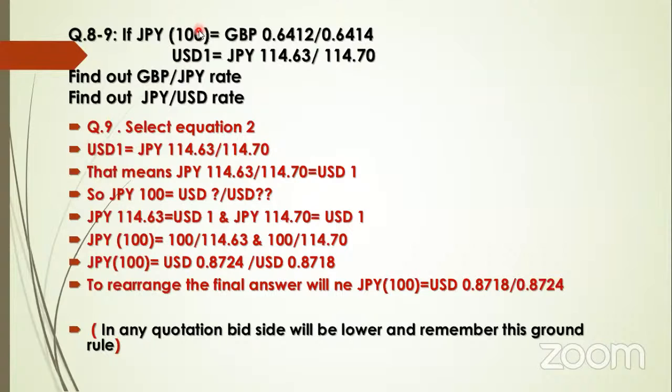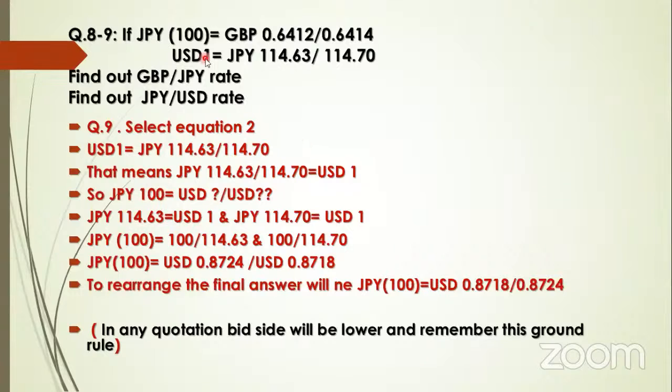Don't get worried about direct and indirect. Japanese yen 100 is equivalent to GBP: it is purchased at this rate and sold at this rate. This is the bid rate, this is the offer rate. Now the question is, what is GBP per Japanese yen? They are just reversing. GBP should come this side, Japanese yen that side. In the same way you follow the principles.